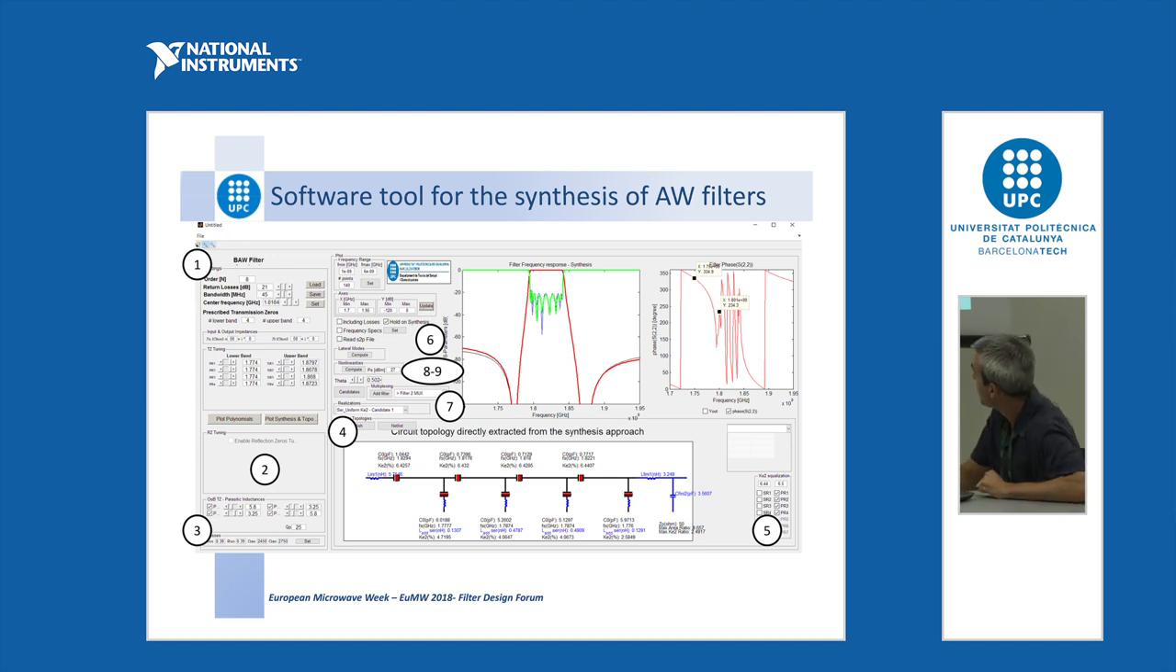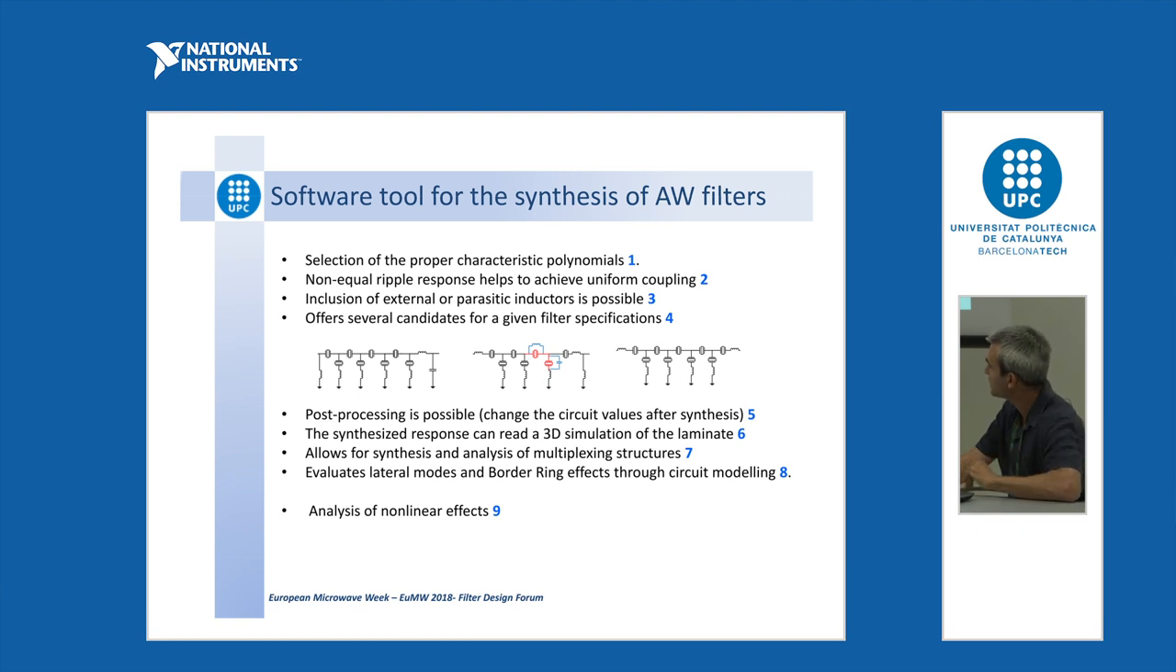We can also use that tool to create multiplexers, right? That's a tool that allows you to include new filters. By changing the polynomials, you can change the phase of those filters, so it can help to get the proper matching network. And we can also use that tool to analyze the nonlinear effects that occur in acoustic filters, right? All these points are summarized in the next slide, so we want to skip that slide here.